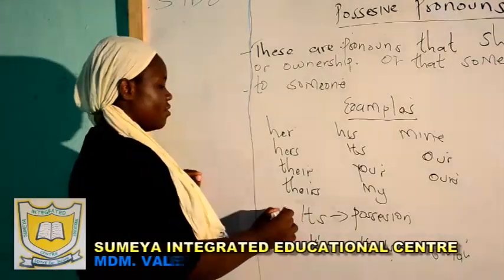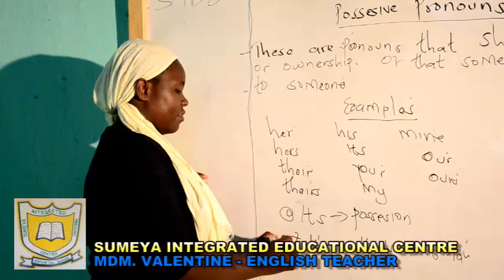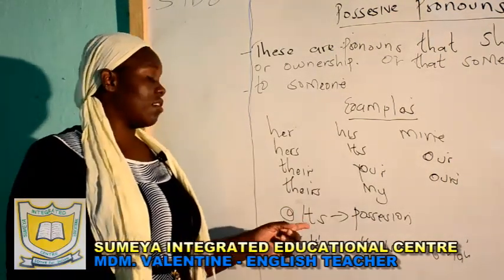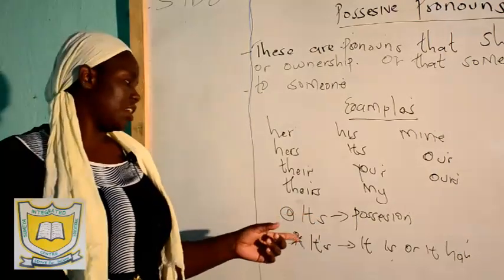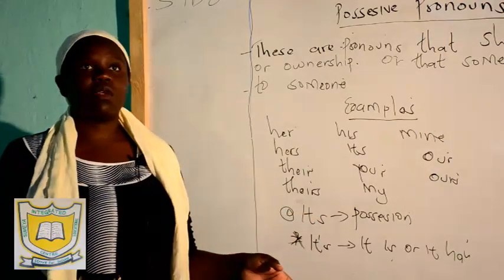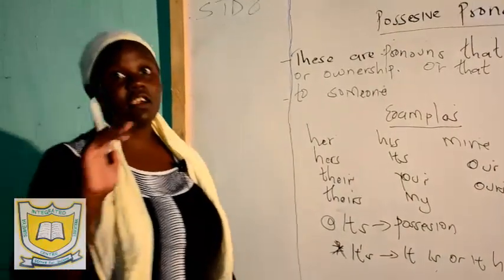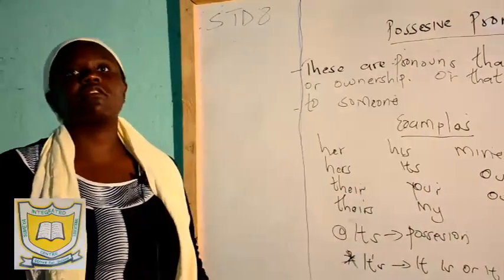The first one is a possessive pronoun. This one is not a possessive pronoun. So the possessive pronoun is its, the first one with no apostrophe. The second one is not a possessive pronoun. These are the examples of possessive pronouns. They show ownership, or that something belongs to someone.